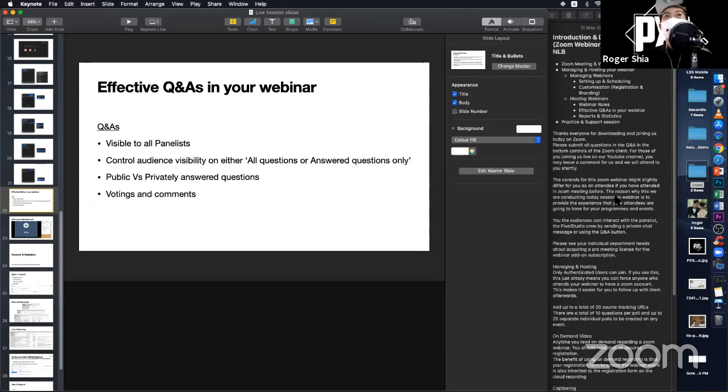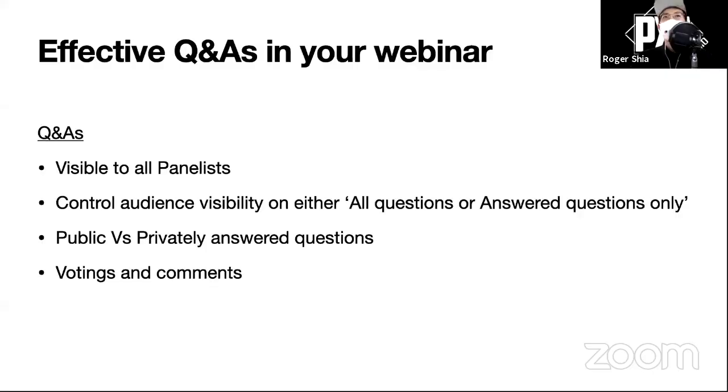We will move into the Q&A next. This is basically why we are doing this webinar. The Q&A is visible to all panelists. So the whole PixelStudio crew can see your questions coming in. We can also control the audience visibility, which is your visibility on your end. You might be able to see all the questions that have been asked in this webinar, or only the answered questions that have been asked. We have the controls on that.